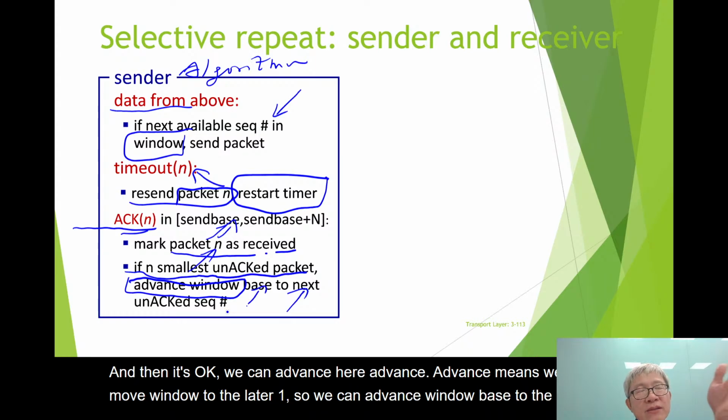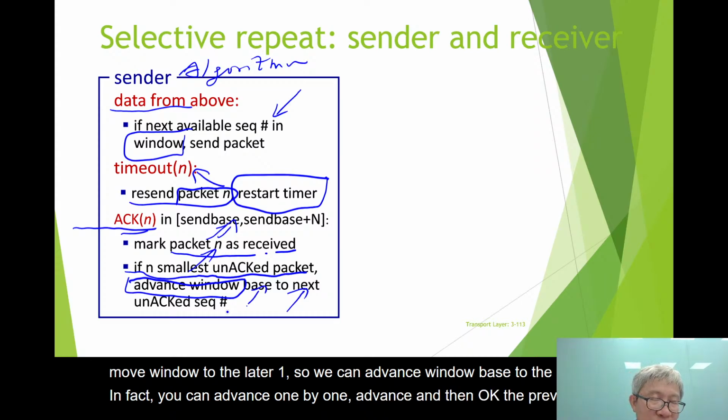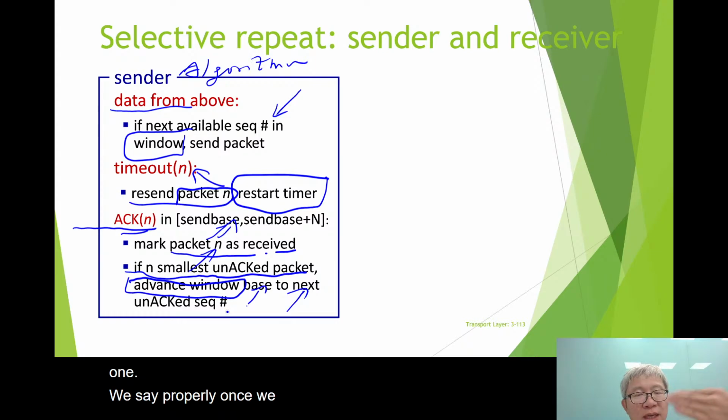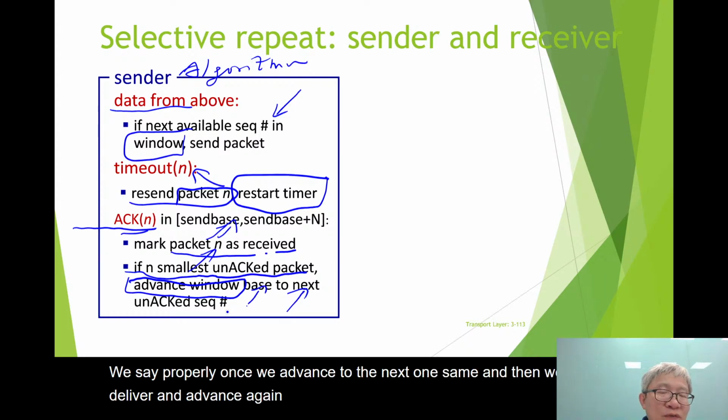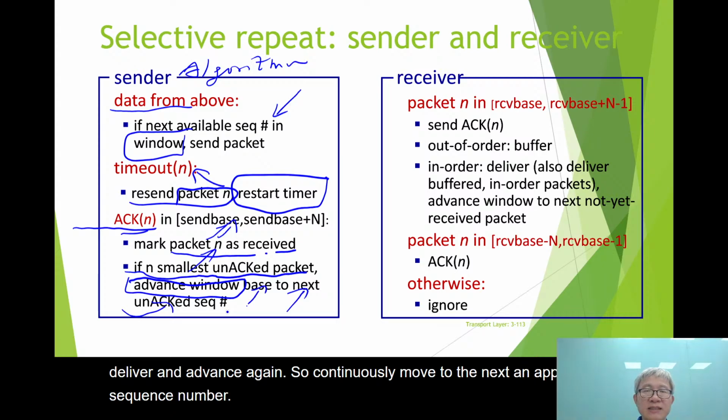In fact, you can advance one by one: the previous one was received properly. Once we advance to the next one, same thing, we can deliver and advance again. So we continuously move to the next ACK sequence number. So this is the sender side.